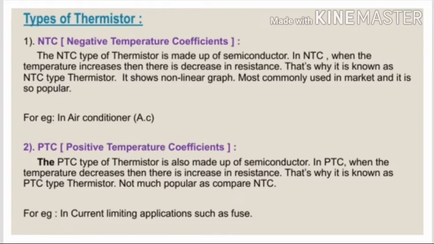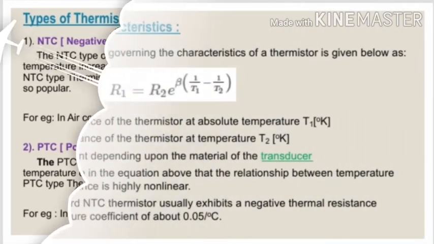The second one is the PTC, that is positive temperature coefficient. The PTC type of thermistor is also made up of semiconductor. In PTC, when the temperature increases, there is an increase in resistance. That's why it is known as a PTC type thermistor. It is not as popular as compared to NTC. For example, it is used in current limiting applications such as fuses.